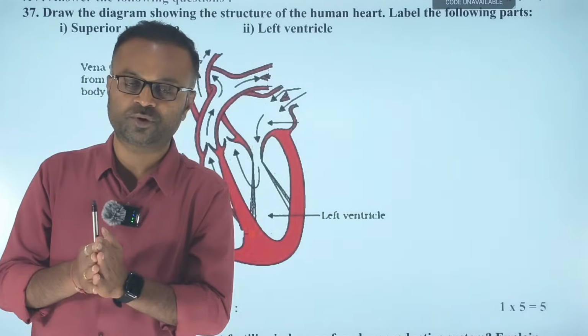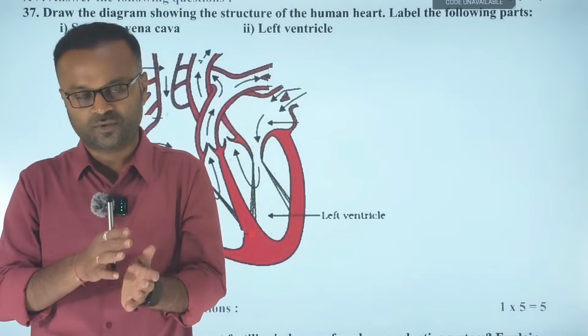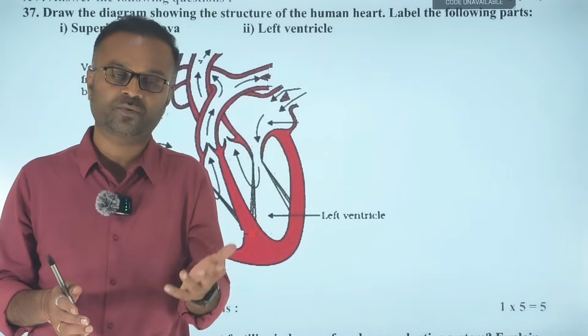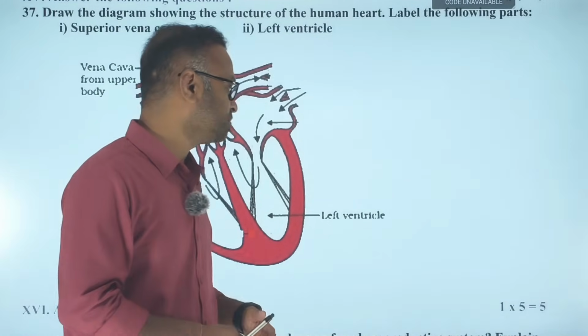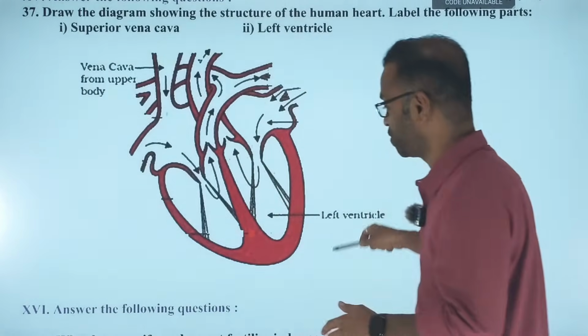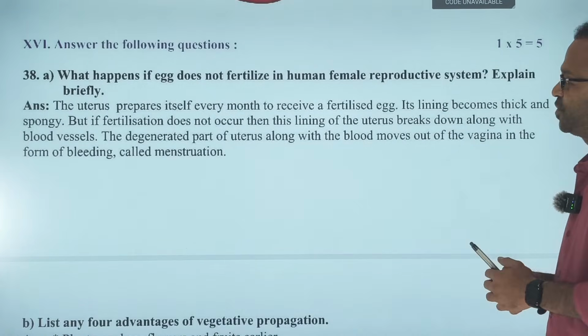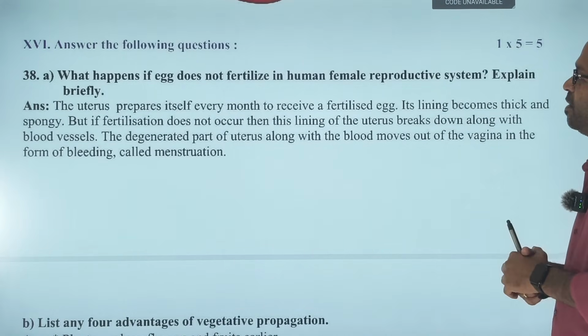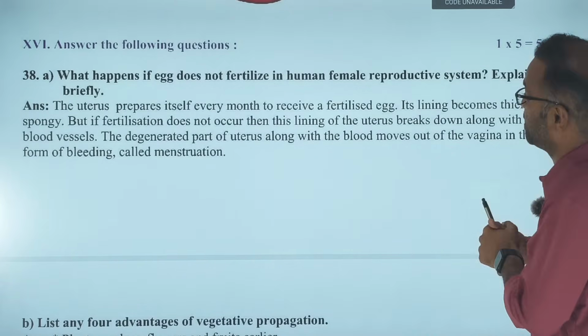Hope you have understood all the questions and answers I have explained in detail, and I also tried to relate them to other possible questions where they can ask based on this. Okay, sorry, one more question is there for 5 marks. So the last question is: what happens if the egg does not fertilize in the human female reproductive system? Explain.